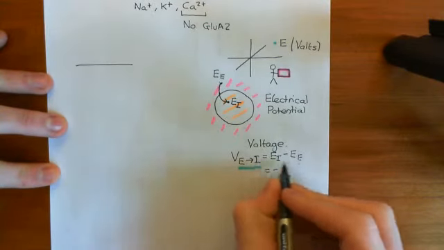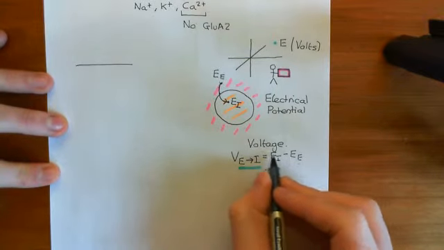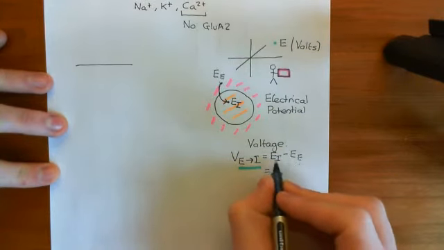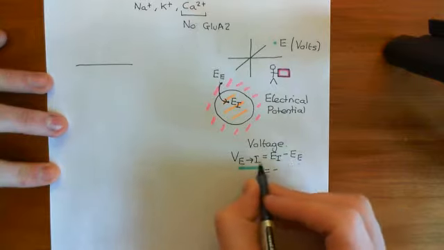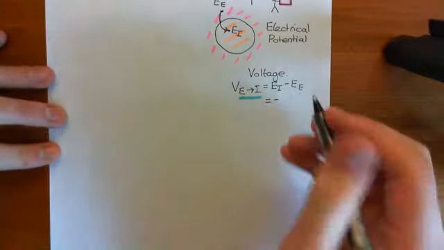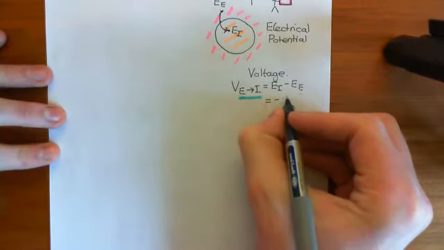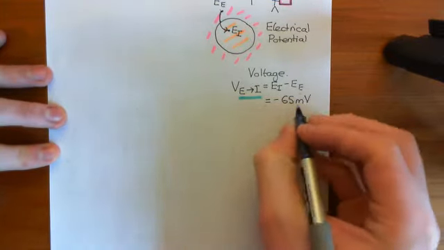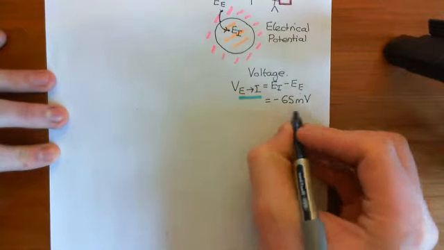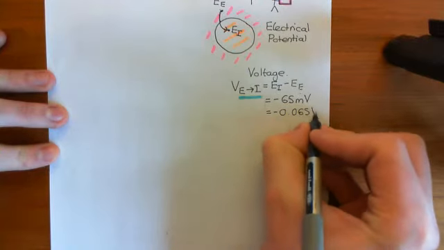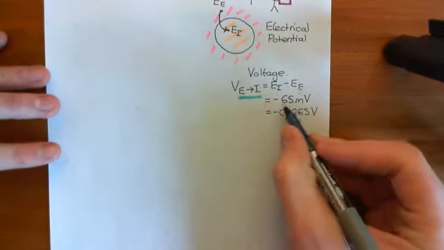Then if we ask what's going to be the units of electrical potential difference, well, we're taking one number measured in volts and subtracting off another number that's measured in volts. So we're going to end up with another number that's in volts. So the electrical potential difference across the cell membrane is also in volts. Okay, so it is usually kept at around negative 65 millivolts. Now a milli just means a thousandth of a volt. So if you like, you can rewrite this as negative 0.065 volts.